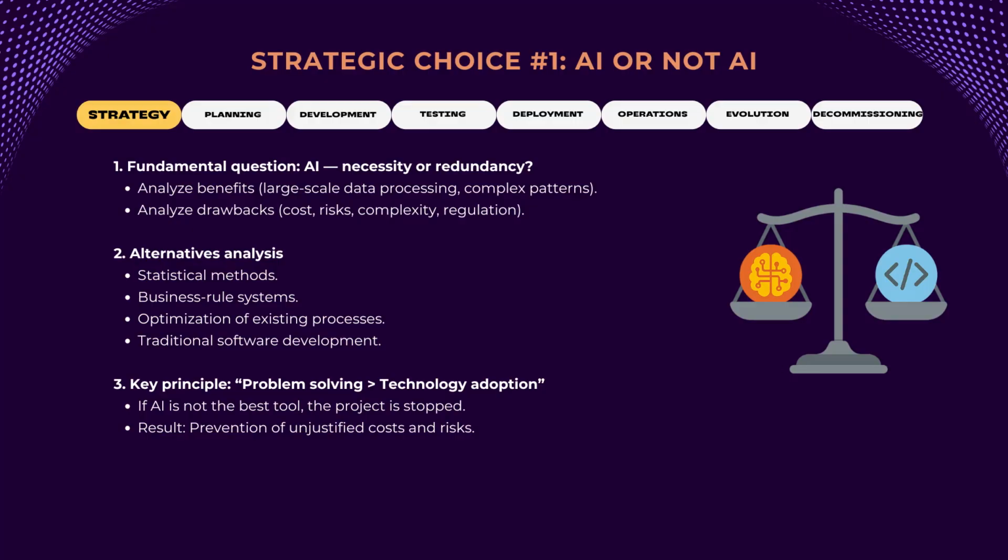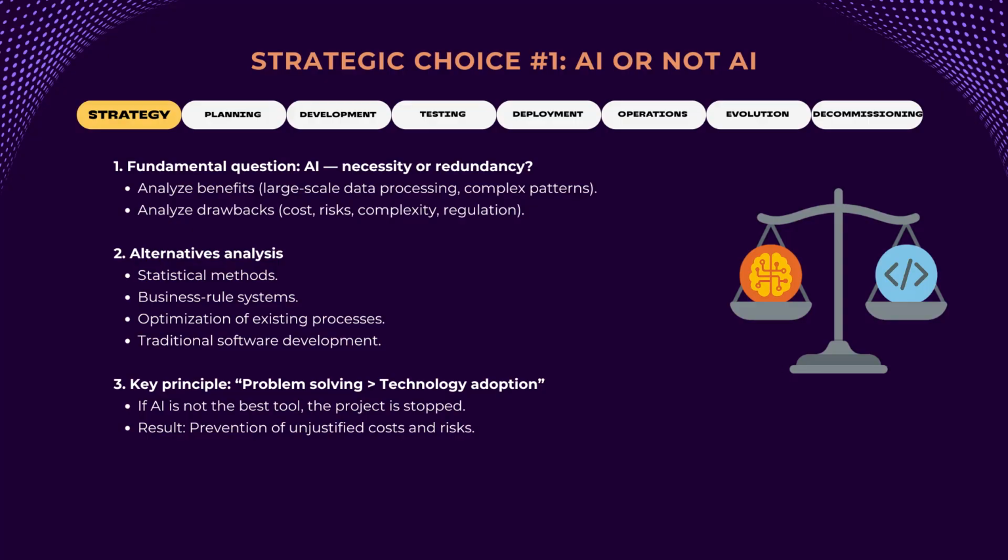The first question: is an AI system the only possible tool to solve this task? In a world of tightening AI regulation and high development and maintenance costs, building AI for AI's sake is a direct path to unjustified spending. So the first activity is an alternatives analysis. Can we solve the task with classical statistics, business rules, or standard software?